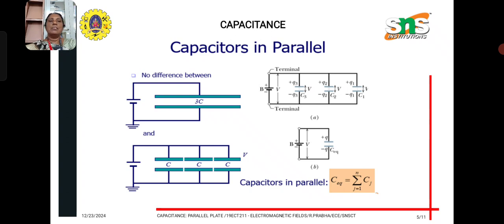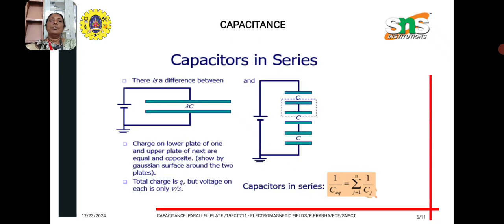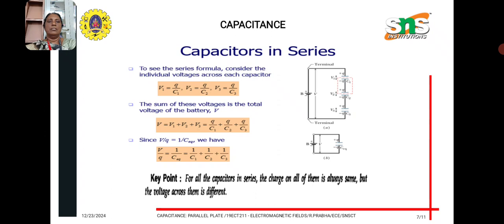Now the capacitance in parallel. For capacitances in parallel, we can directly add all the capacitance values to get the equivalent total capacitance, that is C equivalent equals the summation of Cj, j equals 1 to N. When the capacitances are connected in series, the formula is given by 1 by C equivalent equals the summation of 1 by Cj, j equals 1 to N. This is the formula for getting total capacitance when the capacitors are connected in series. When the capacitors are connected in series, V1 can be given as Q by C1, V2 is Q by C2, and V3 is Q by C3.